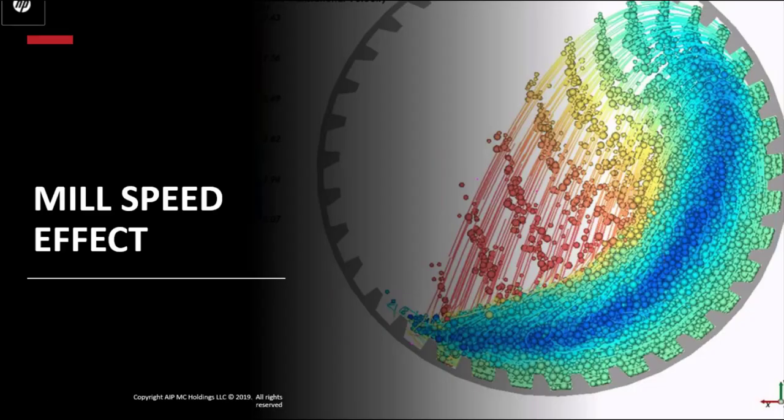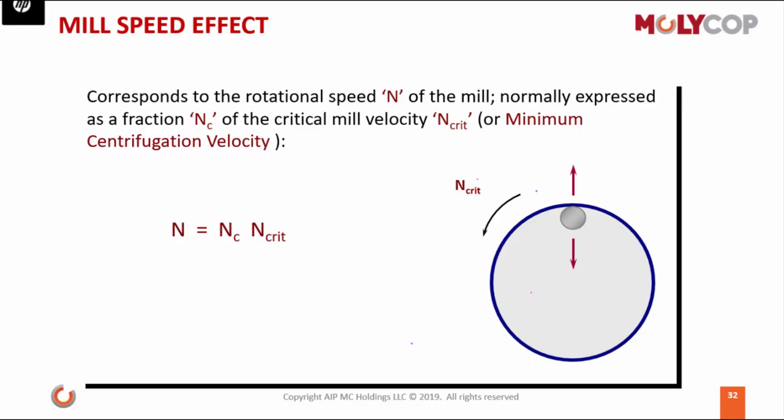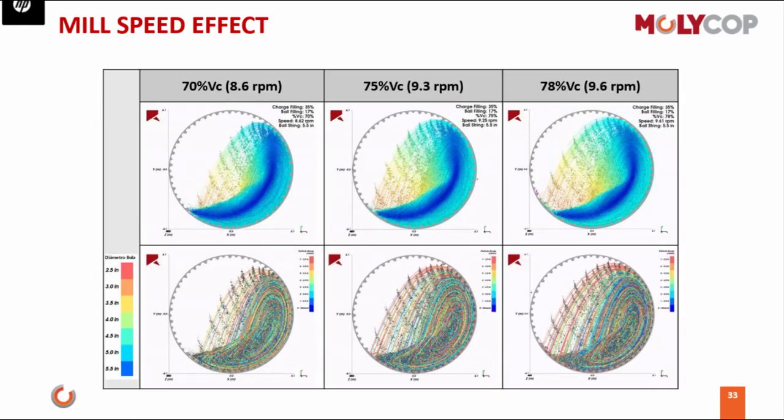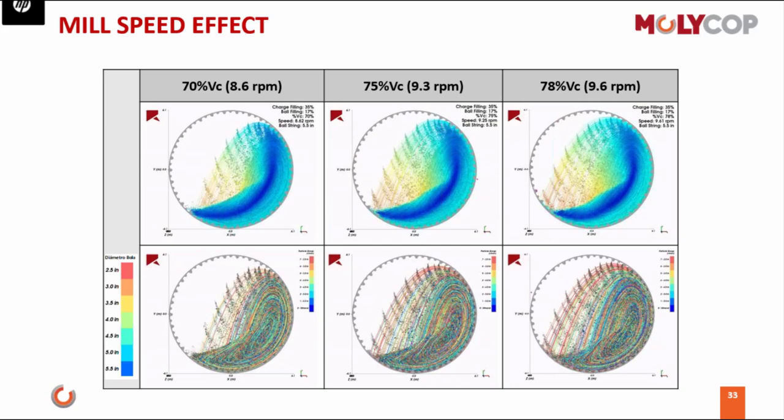Another important variable is the mill speed. As I mentioned at the beginning, most of the concentrators want to run the mill at as high a speed as possible, because higher speed means higher power. And this mill speed is usually related with the critical mill velocity at which we are running the mill. This equation is very well known. But we are going to see how it affects.